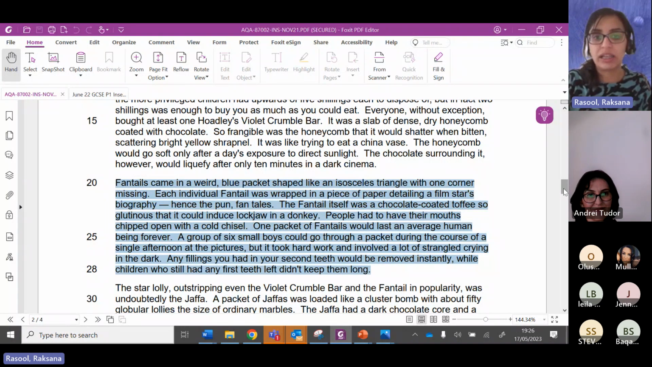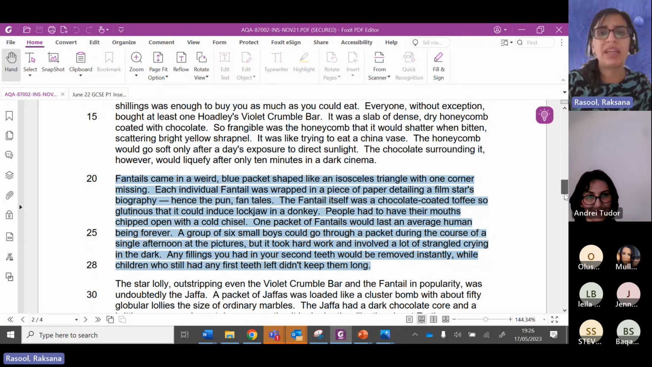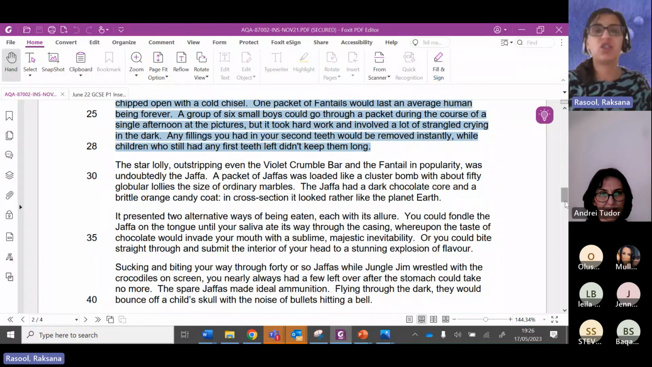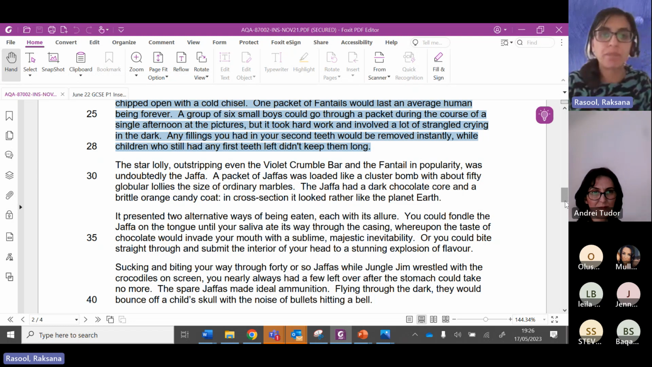The star lolly, so the star sweet, outstripping even the violent crumble bar and the fantail in popularity, was undoubtedly the Jaffa. A packet of Jaffas was loaded like a cluster bomb with about 50 globular lollies the size of ordinary marbles. The Jaffa had a dark chocolate core and a brittly orange candy coat. In cross-section, it looked like the planet Earth.